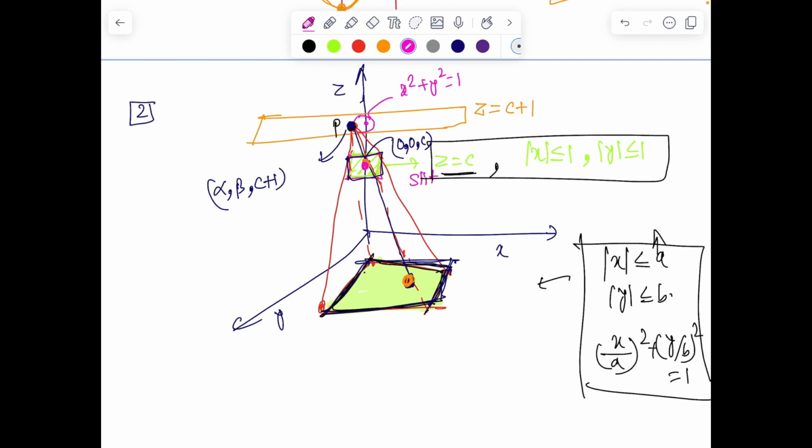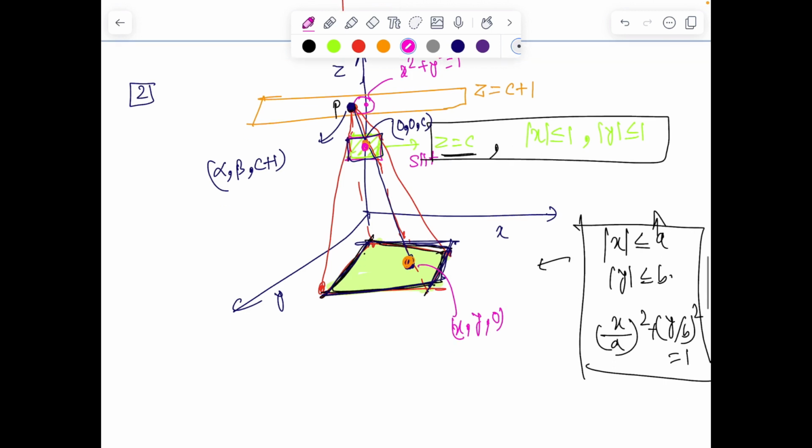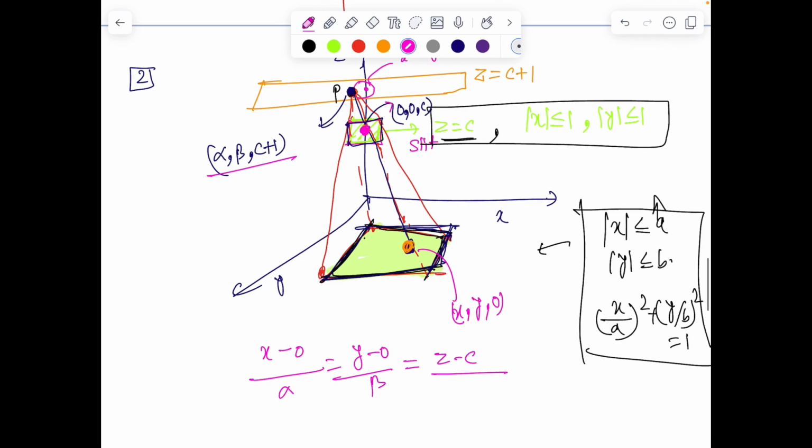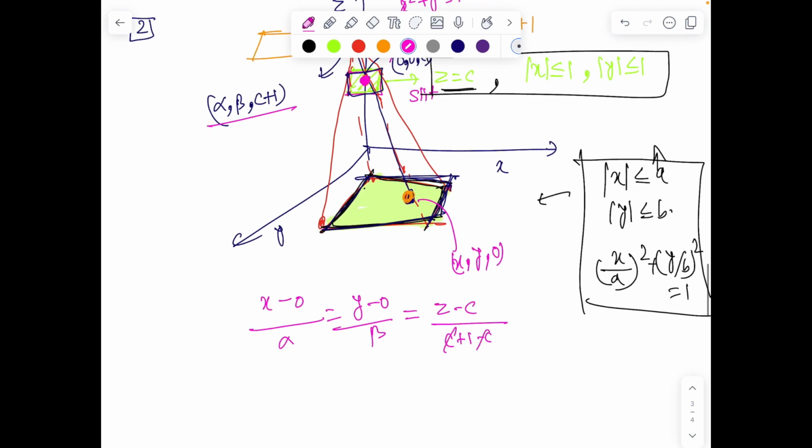So we'll just write the equation of the line. We know this point is going to be something x, y, comma 0. The point P is alpha, beta, c plus 1, and the center of the slit is 0, 0, c. So I can write the equation with point P and center of slit. Equation of line is nothing but x minus 0 by alpha equals y minus 0 by beta equals z minus c by c plus 1 minus c.